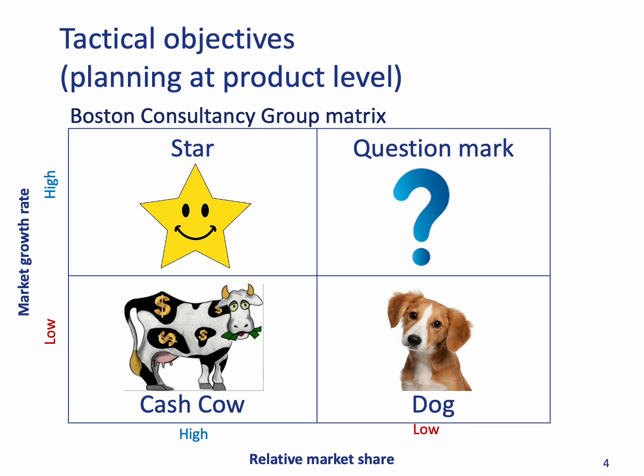Let's start with stars. They are high growth, high share businesses or products. They often need heavy investment to finance their growth. Eventually, they will slow down and turn into cash cows. There are several examples I can provide for stars, such as smartphones, tablets, a variety of organic products, maybe vegan products, and so forth.